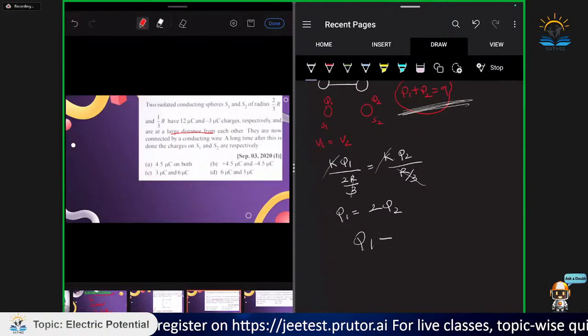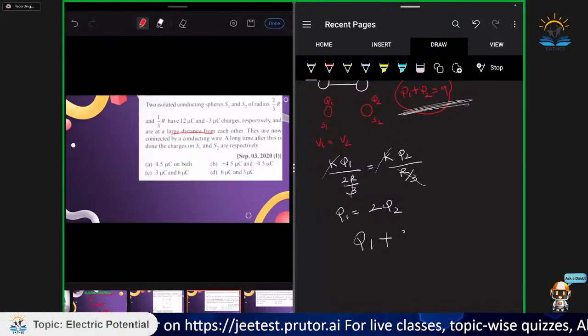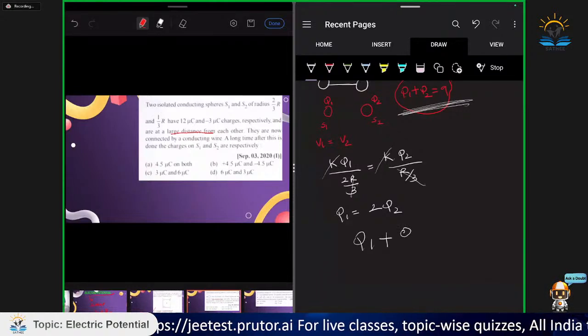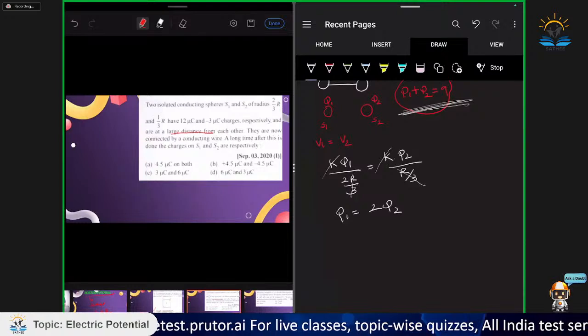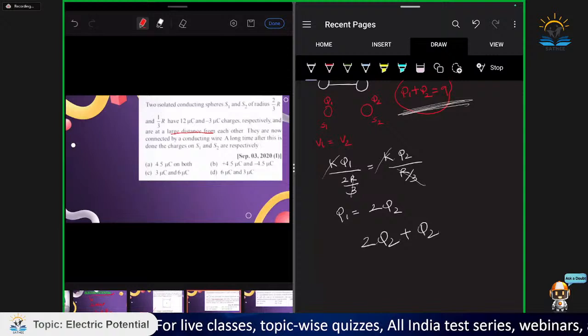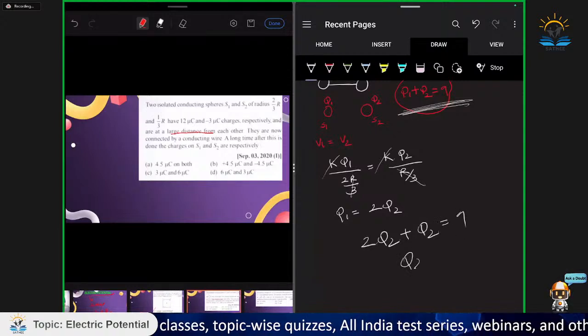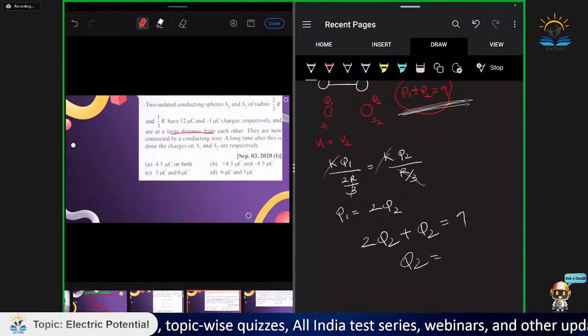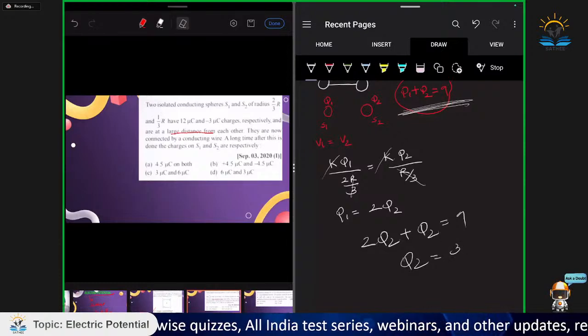So Q1 plus Q2 we can write, Q1 as 2Q2. 2Q2 plus Q2 equal to 9. That means 3Q2 is equal to 9. So Q2 is equal to 9 by 3, that is 3.